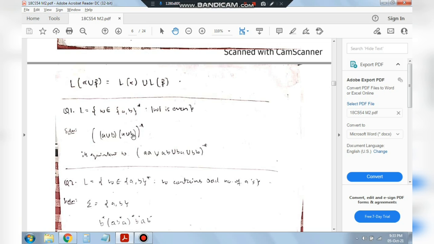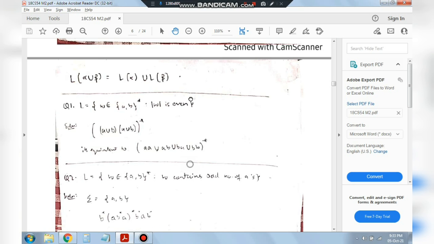The first letter could be either a or b, and the second letter could also be a or b. What are the possible combinations? aa, ab, ba, bb. These are the four combinations which can be repeated n number of times. That means in the first iteration I can choose either of these, in the second iteration also I can choose any of these, and so on. This is the regular expression for the given condition, which is that the length of the string should be even.